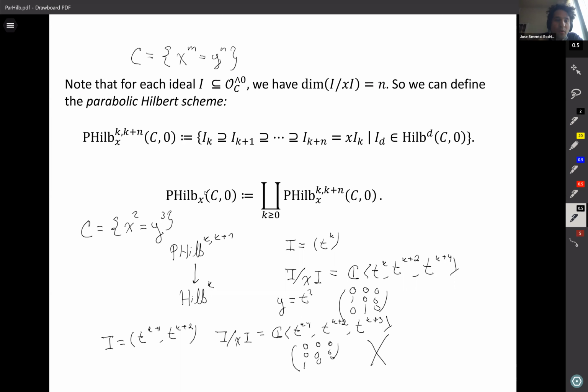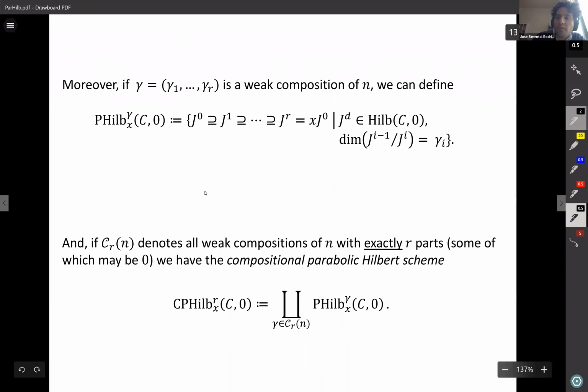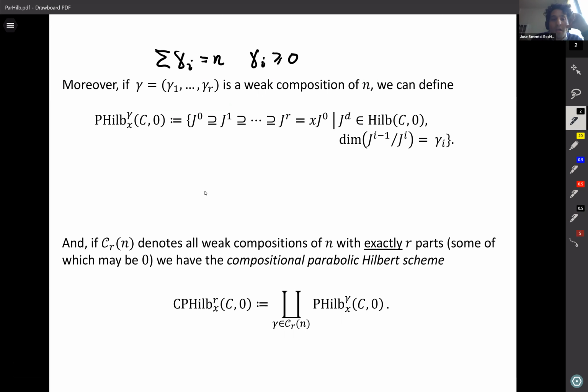Okay. And to make my life even more complicated, because why not, I will consider more general cases of these parabolic Hilbert schemes. If I have a weak composition gamma of n, let me remind you that this means that the sum of the gamma i's is equal to n, and gamma i is bigger or equal than 0. I allow for some of them to be 0. I consider the parabolic Hilbert scheme of gamma to be just all those chains of ideals, where again, the last one is equal to x times the first one. The length of this chain is precisely the number of elements in my weak composition. And what my weak composition is telling me is the codimension of an ideal inside the previous one.